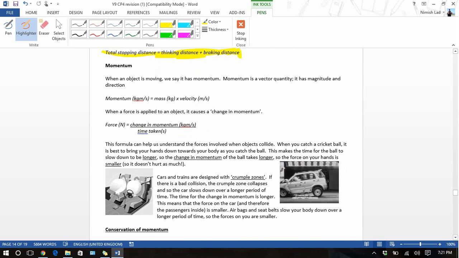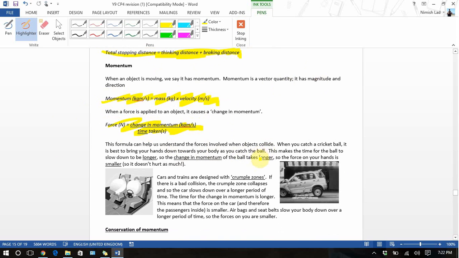Right, momentum. Moving objects have momentum, so momentum is equal to mass times velocity. Remember, it's a vector, it has magnitude and direction. And when we are stopping an object, we are changing its momentum. So to do that, we need to apply a force. So force is equal to change in momentum divided by time. Okay, this formula can help us to understand the forces involved when objects collide.